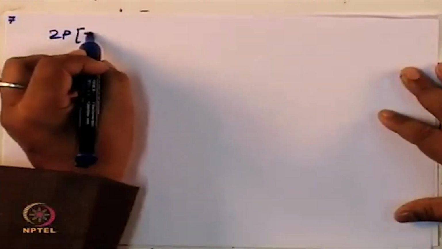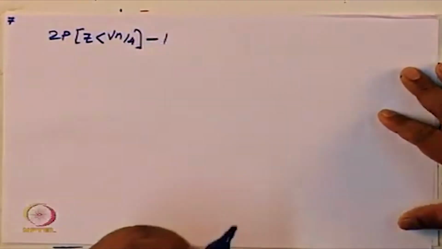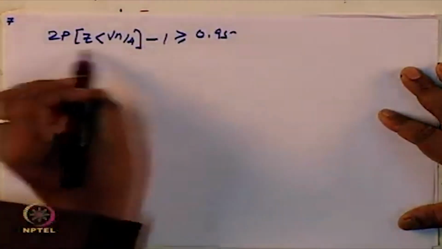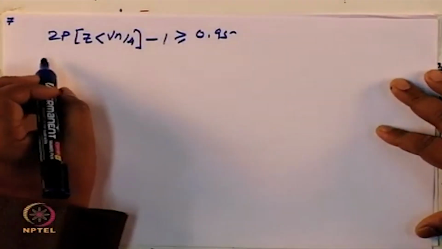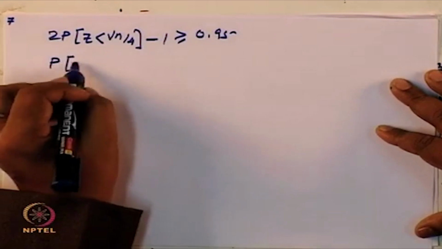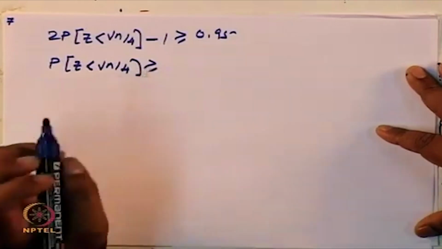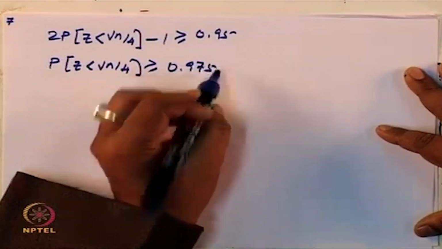So, what I am given is that 2 times the probability of z less than root n by 4, minus 1, has to be at least 95%. So, this is the net probability and this is greater or equal to 0.95. So, this gives me the probability of z less than root n by 4 is greater or equal to 0.975.